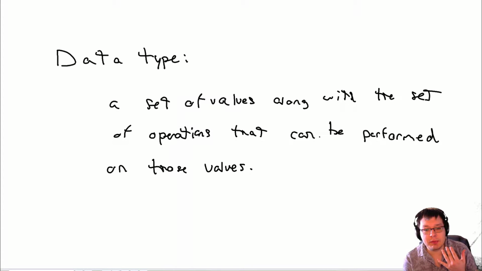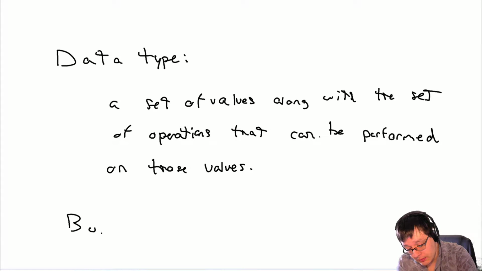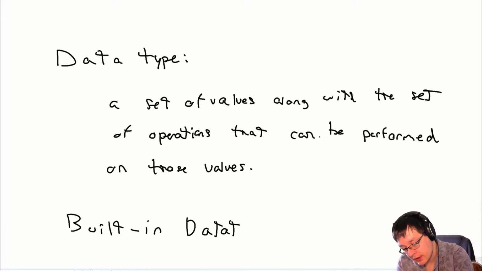And within those data types, C++ gives us a couple to work with. And we can create more. And you will in 202 when you learn about objects and things like that. But for now, we're going to use the built-in data types, as they're called. Okay, so built-in data types.